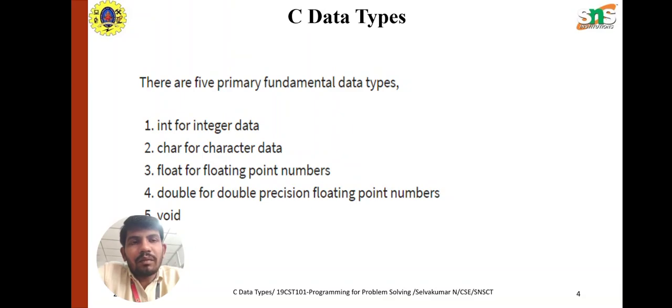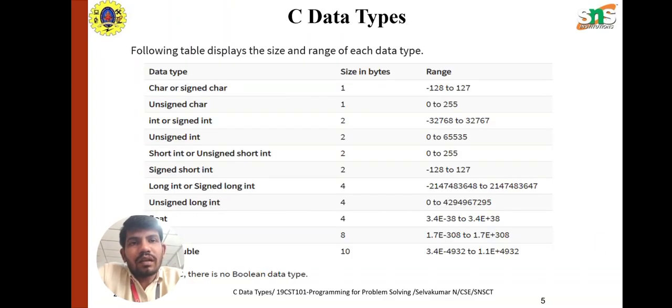There are 5 primary fundamental data types: int for integer data, char for character data, float for floating point numbers, double for double precision floating point numbers, and void. The following table displays the size and range of each data type. Each and every data type has a size in bytes, because of which we find the range to use for the data type. Within the range, the data type can be used.